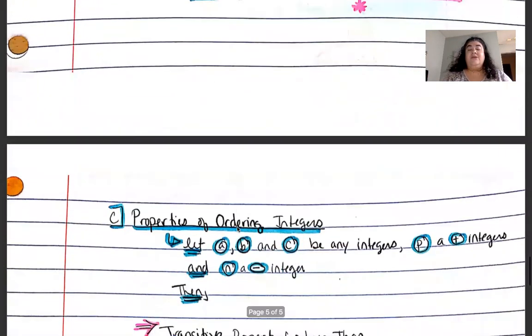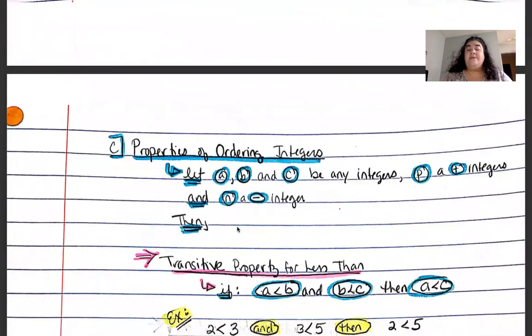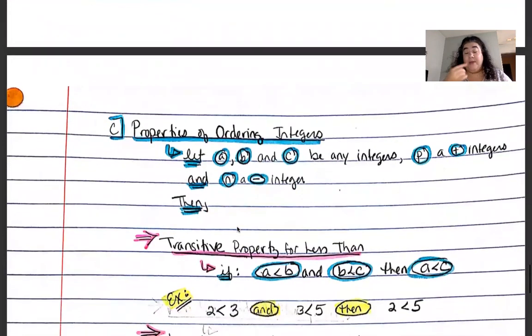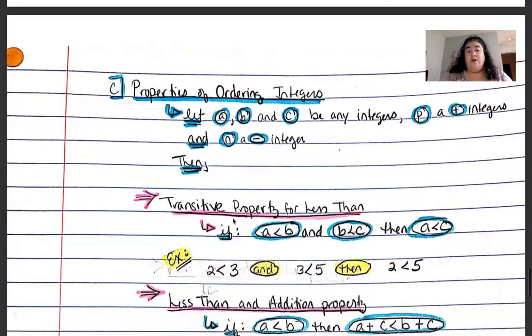Alrighty, now let's talk about the properties of what happens when we order integers, okay? There are a couple of properties that come into play when we're comparing integers. So let's talk about them. First of all, if we let a, b, and c be integers, we're going to let p represent a positive integer, and we're going to let n represent a negative integer. Then the following properties come into play.